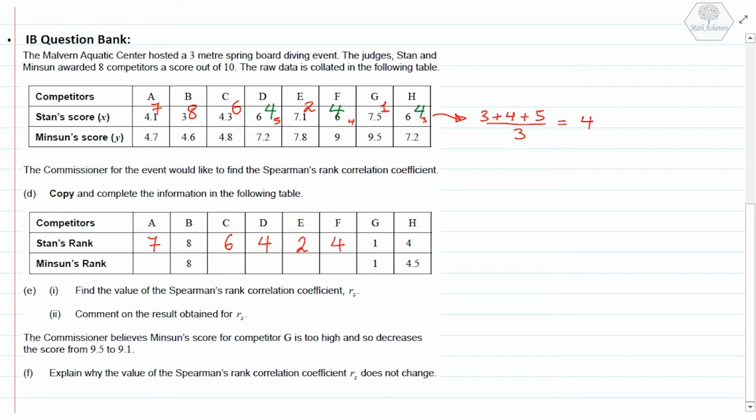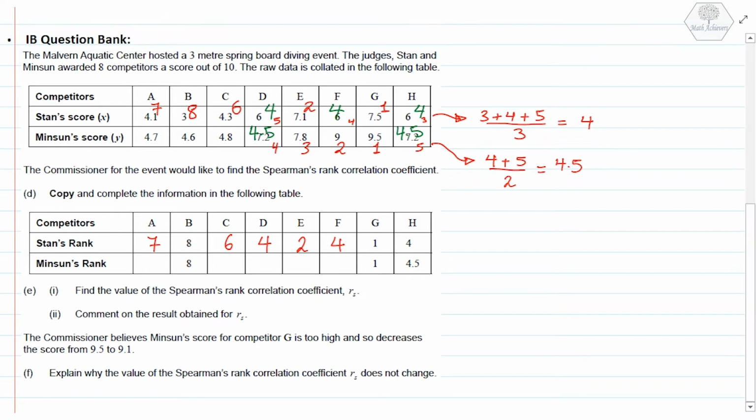Let's rank the Y scores. The 9.5, which is the largest, gets a rank of 1. Then the 9 is the second, gets 2. Then I have 7.8, it gets 3. Then I have 7.2 twice. So this is the 4th and 5th. But I can't write 4 and 5 because both have the same value. So to find their rank, I will be adding 4 plus 5 divided by 2 to take the average, which is 4.5. So this rank would be 4.5 and this rank would be 4.5.